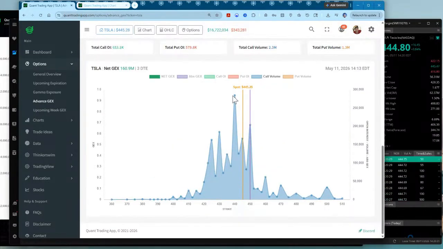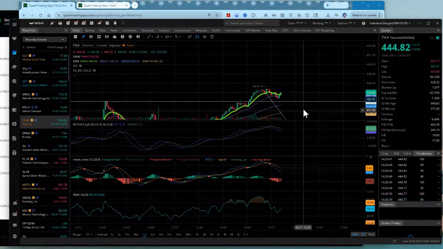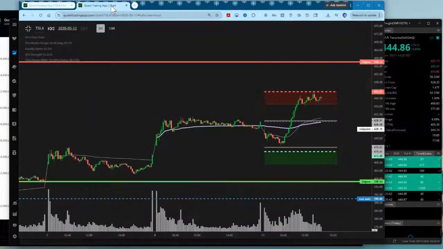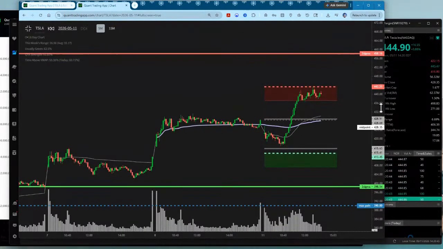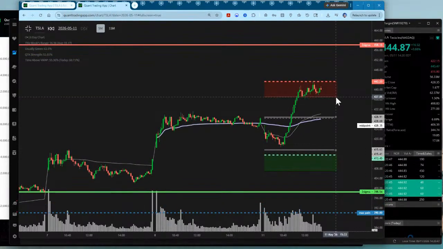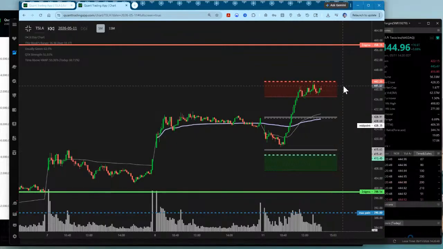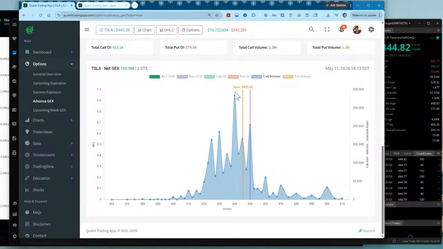The highest call volume spike was where we first took profit at 440. So when we opened in the 420s, that initial pop took you right to the call volume spike. If you needed any other evidence of where to start taking profit, you have the sell zone in the beginning of the 440s, and you have the call volume spike at the 440. That would have been a perfect trade.